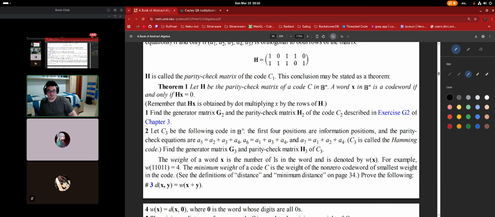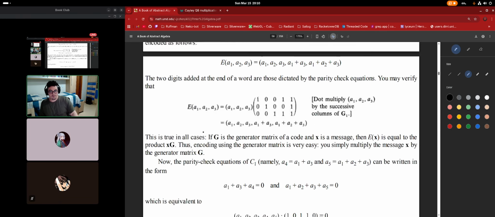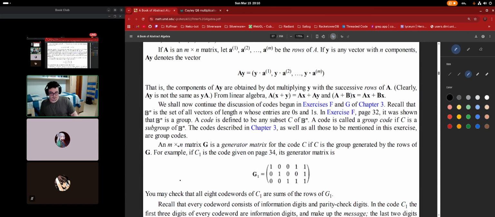And then we have essentially to rewrite a bunch of stuff that we did before, but in matrix form. So find the generator matrix G2 and the parity check matrix H2. I have a question, which is the following.